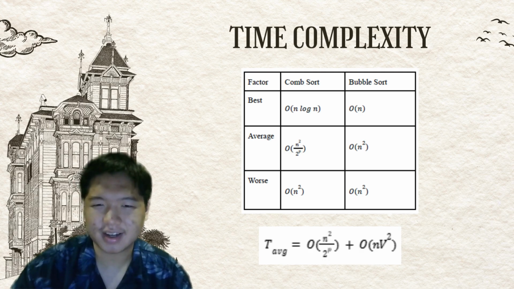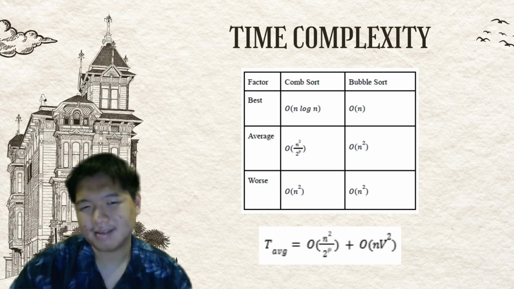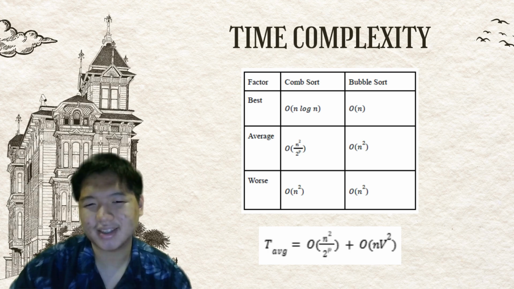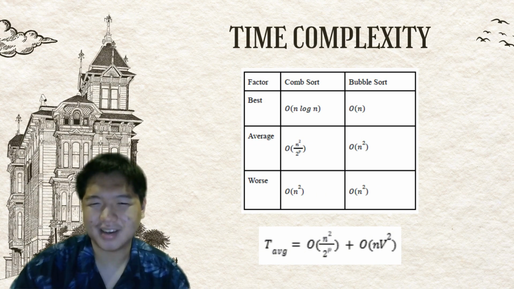This equation itself can still be changed depending on whatever list the input was given. This can accommodate both the best case scenario and the worst case scenario of comb sort, and it's very easy to change the equation from the one I mentioned earlier by replacing the first part, n squared divided by 2 raised to p, with the appropriate time complexity of comb sort.